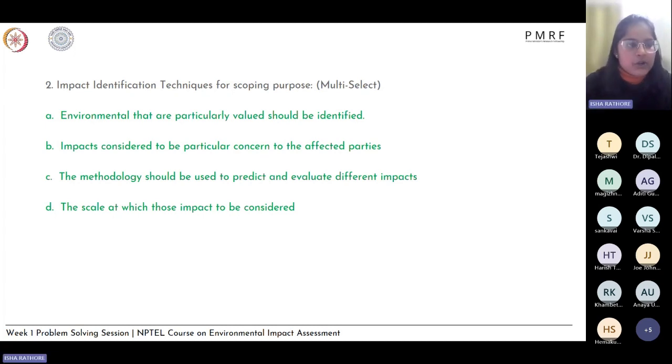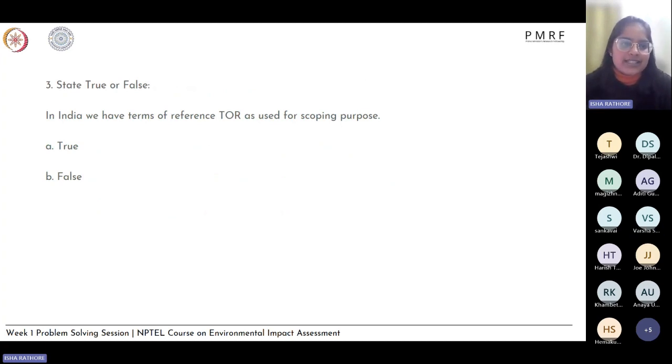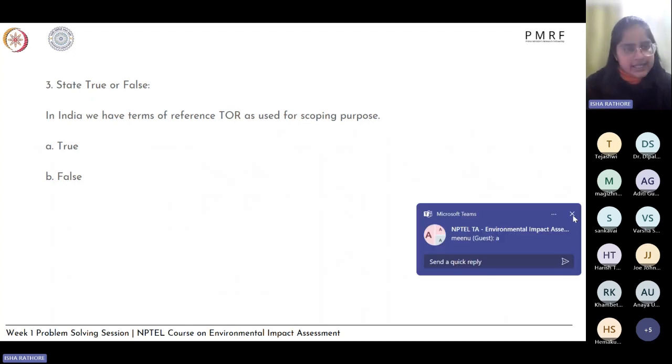Okay, so moving on to the next question. State true or false. So in India, we have terms of reference, TOR, which are used for scoping purpose. So is the statement true or false? Again, this is content from another lecture, which is not week 1 and 2 content, which you have seen so far. So the statement is true. We use terms of reference for scoping purpose. So A, true, is the correct answer. We will discuss this when this term comes.